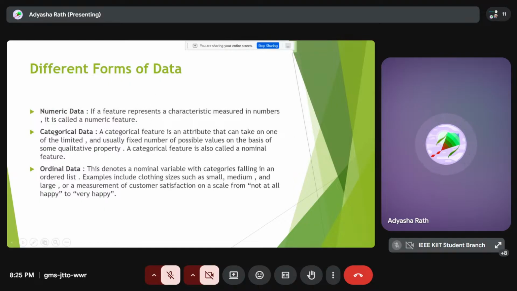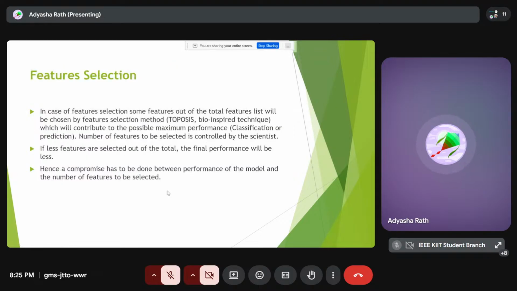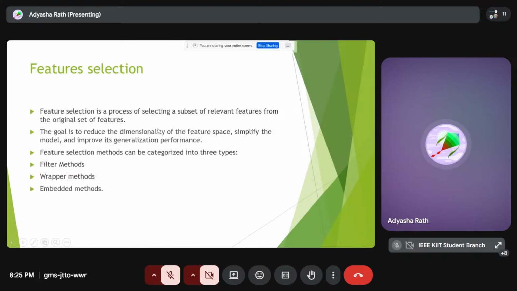Different forms of data are there, like numeric data that is measured in numbers. Categorical data means a categorical feature is an attribute that can take one of a limited and usually fixed number of possible values on the basis of a qualitative property. It is also called a nominal feature. Ordinal means a nominal value with the categories falling in an ordered list. Examples include small, medium, and large, or customer satisfaction measurement. So it is called ordinal data. Feature selection we have already discussed, like topos and bio-inspired techniques. Here we have different types of methods, like the filter method, wrapper method, and embedded method.